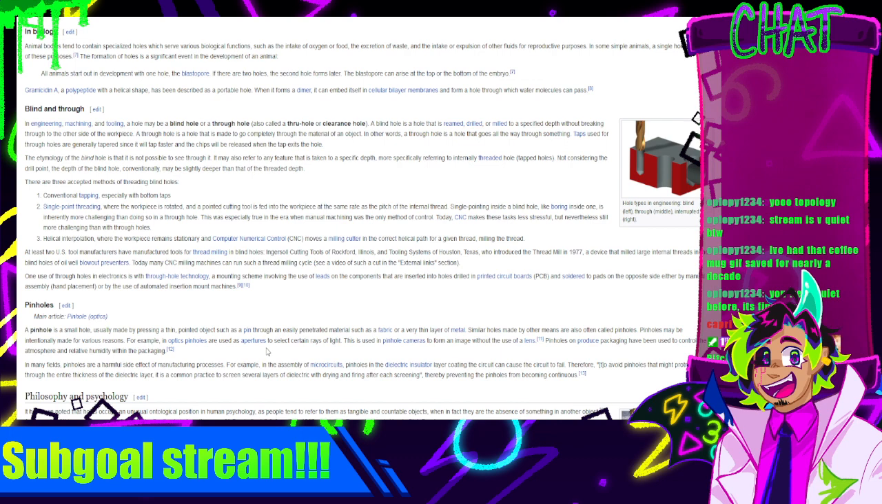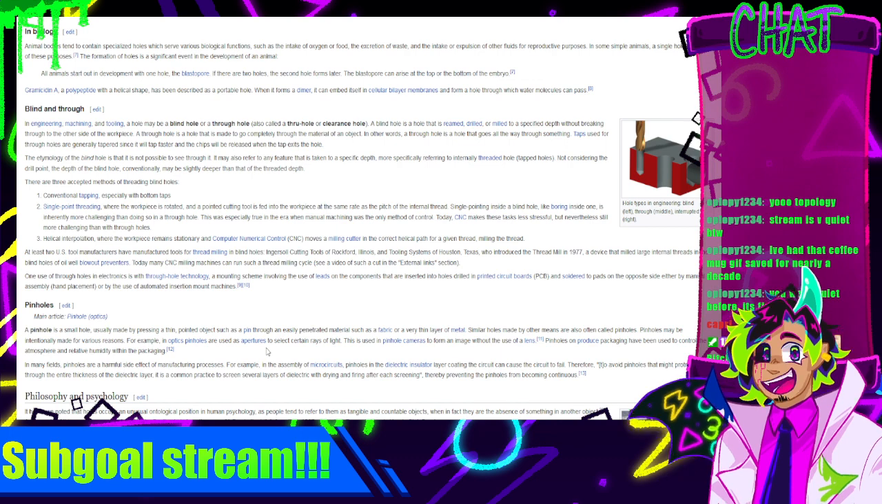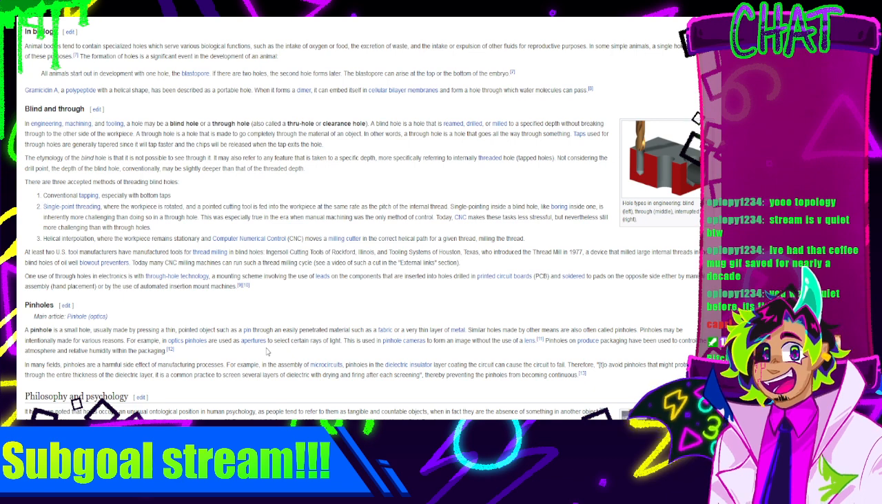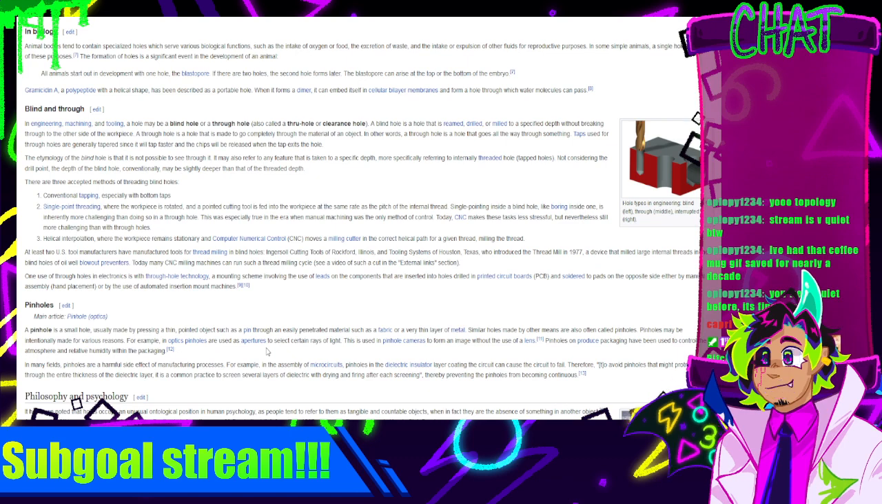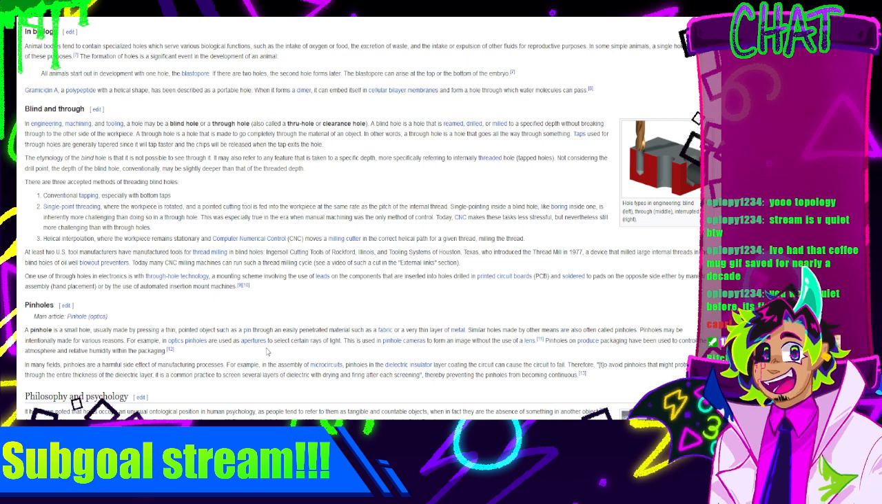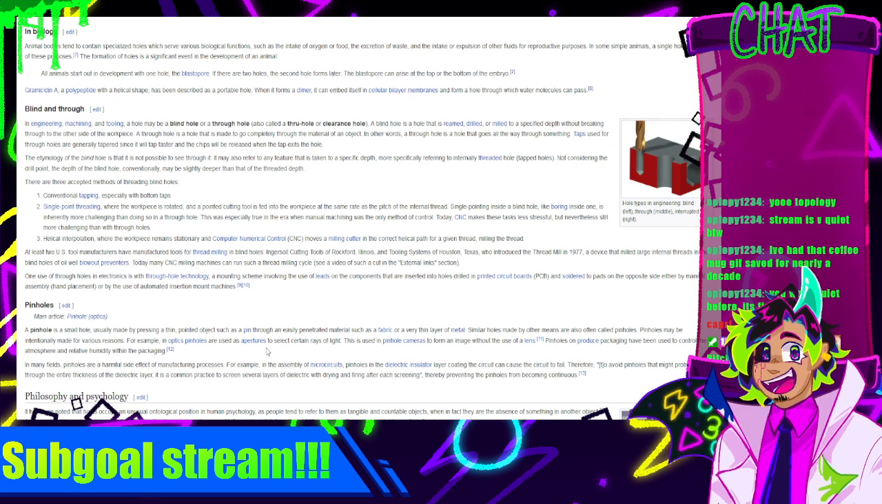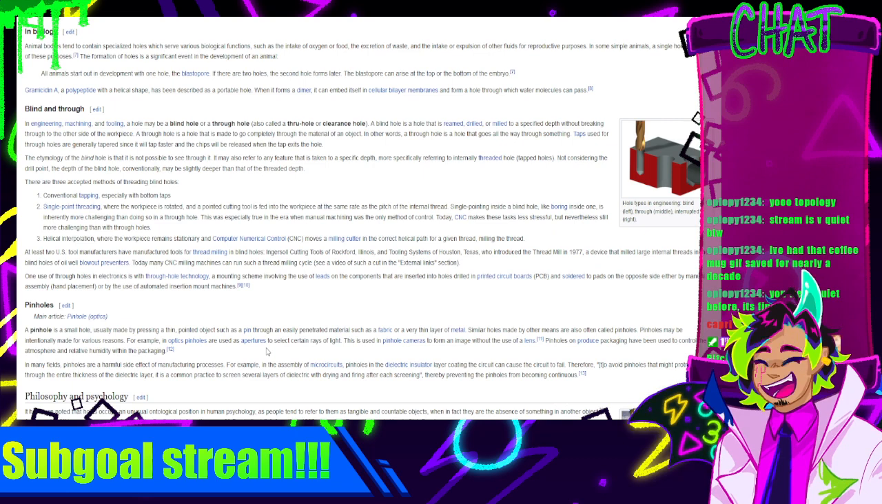Today, CNC makes these tasks less stressful, but nevertheless, it's more challenging than the through holes. 3. Helical interpolation, where the workpiece remains stationary and the computer numerical control, CNC, moves a milling cutter in the correct helical path for a given thread, milling the thread.